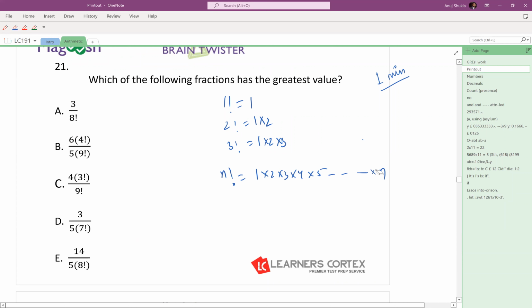Before n will be n minus 1, so you can write this n factorial as n into (n minus 1) factorial. So both are the same. Factorial, you can write either this way or this. Both are correct. Okay. What is the answer? What is the greatest value?